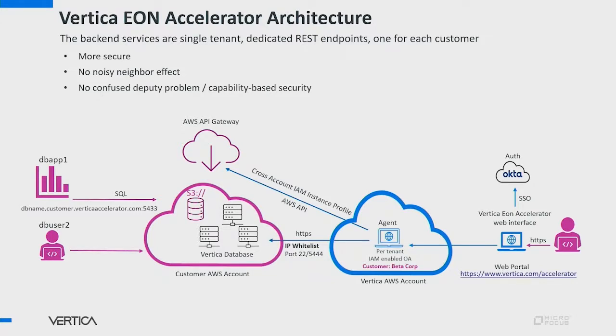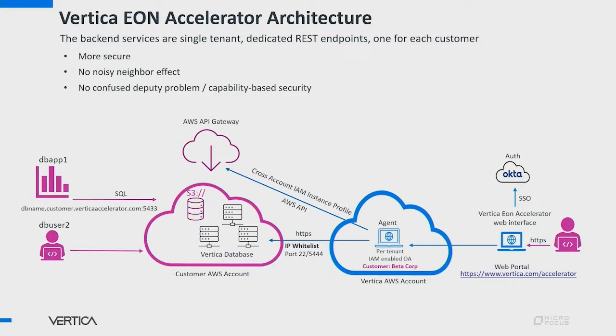The backend is actually a single tenant REST API agent. We also call it the orchestration agent or the OA. There is one agent per customer. So this piece of the puzzle is single tenant. The reason it is single tenant is that it is more secure. Every customer gets their own agent so that there is no cross talk. There is no noisy neighbor effect. If one user or one customer is running a very heavy workload or doing a lot of things, the other customers are unaffected by it.